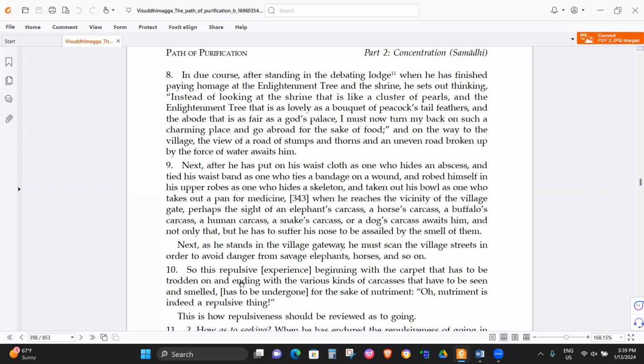Okay, continue. Number 10. So this repulsive experience, beginning with the carpet that has to be trodden on and ending with the various kinds of carcasses that have to be seen and smelt, has to be undergone for the sake of nutriment. Oh, nutriment is indeed a repulsive thing. This is how repulsiveness should be reviewed as to going.